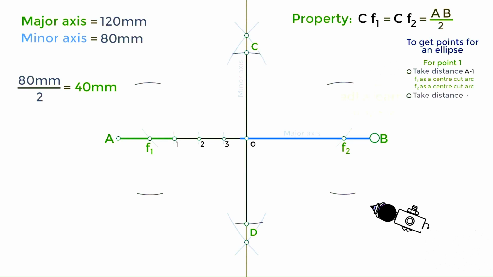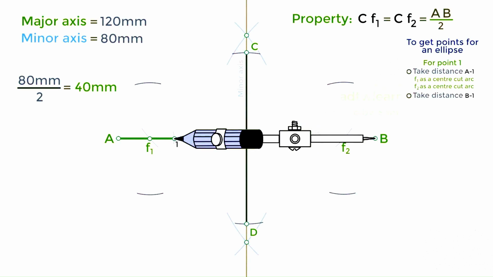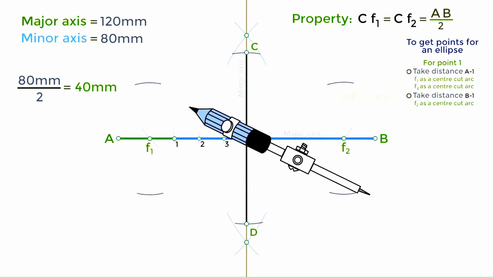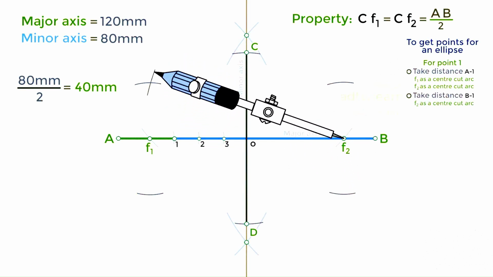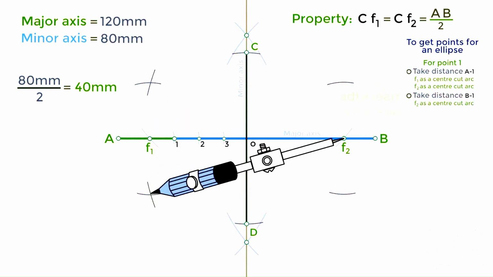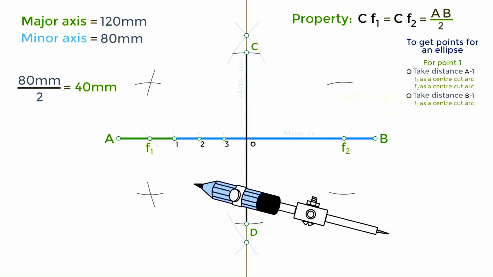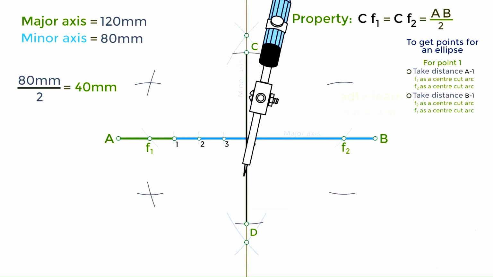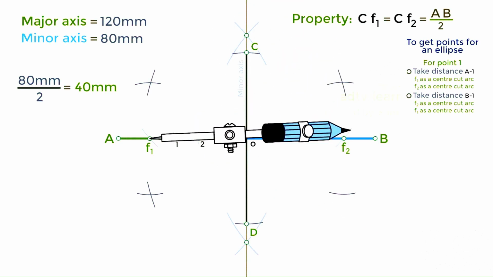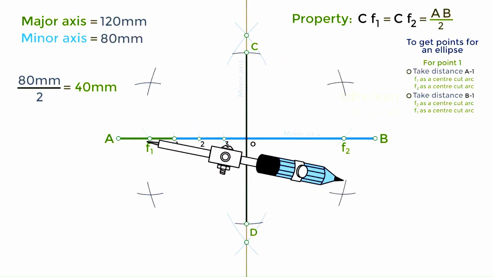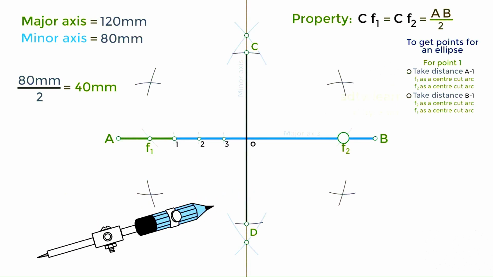Next, take the distance between points B and 1. Use F2 as the center, and cut arcs on both sides. Using the same length, take F1 as the center and cut arcs on both sides. Here always remember, while cutting arcs we use F1 and F2 as the centers. Similarly, we have to do for remaining points 2 and 3.